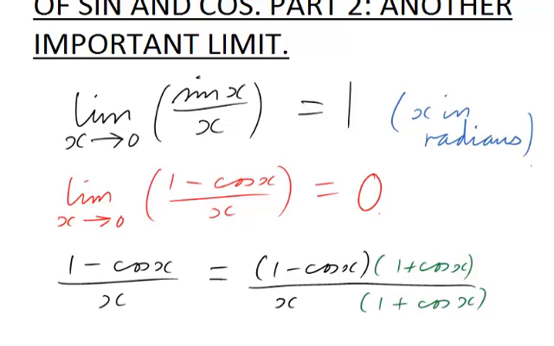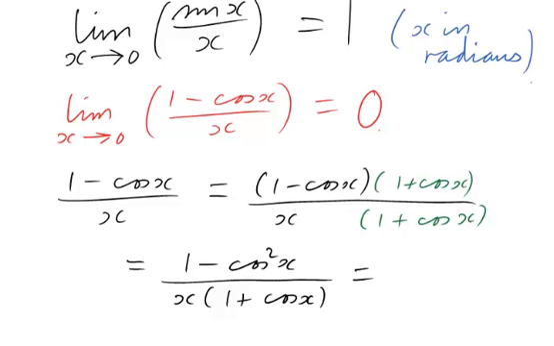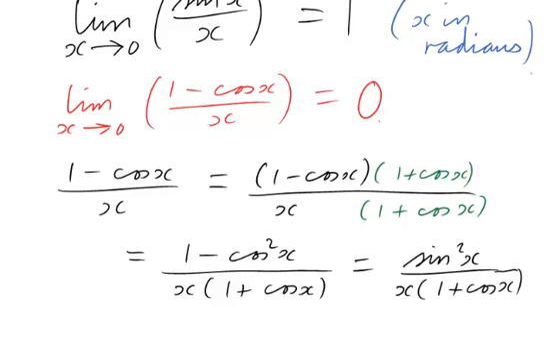But now writing this function in this way means that we can expand the brackets on top and get 1 minus cos squared x. Furthermore, 1 minus cos squared of anything is equal to sine squared of that quantity. So it's in this form that I'm going to try and take the limit as x tends to 0.